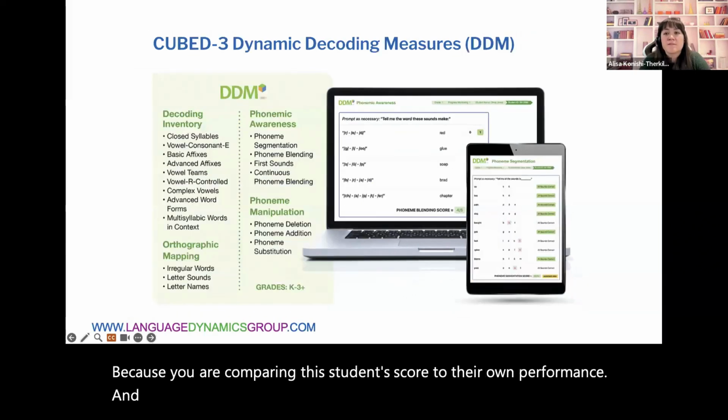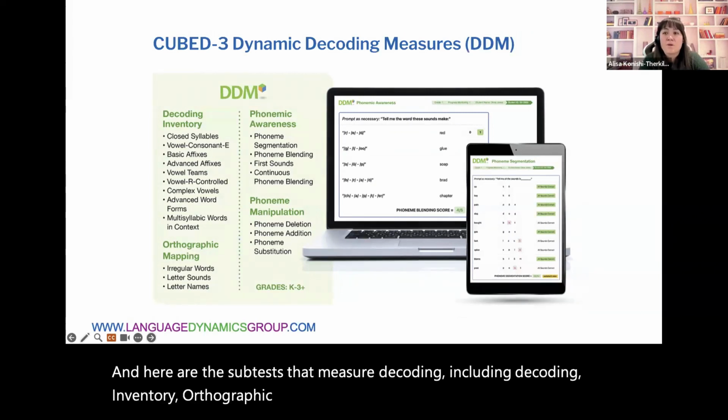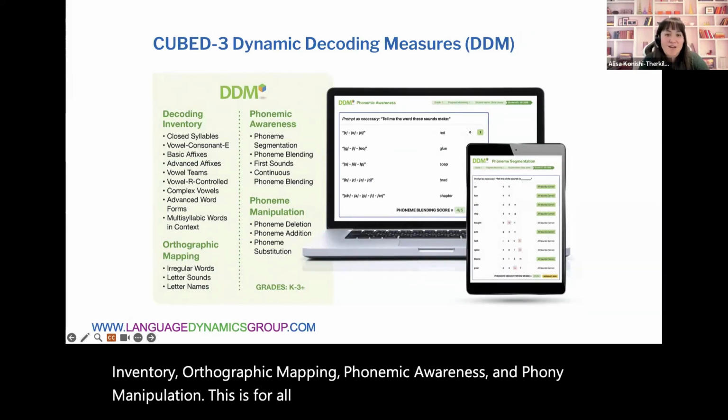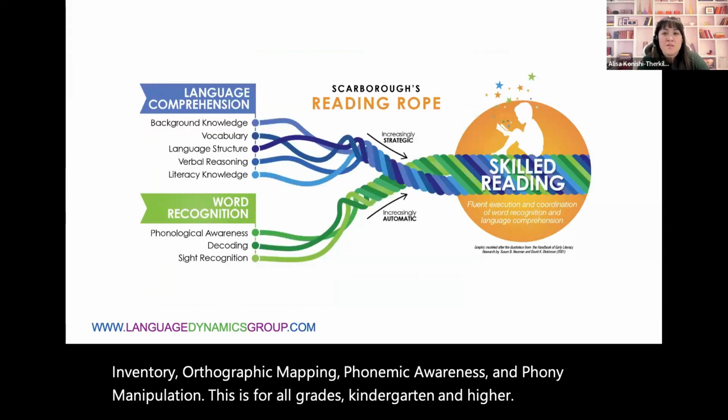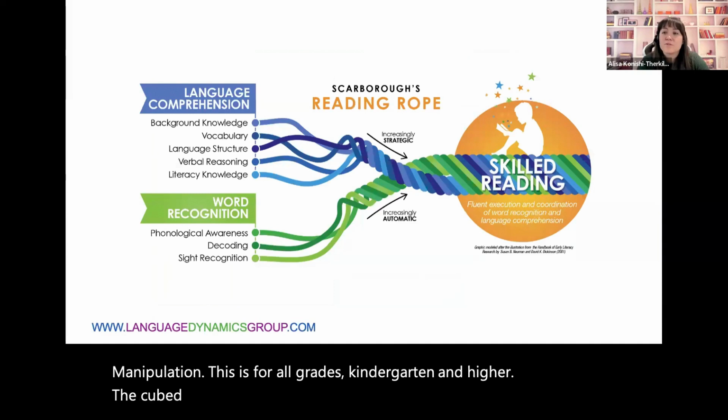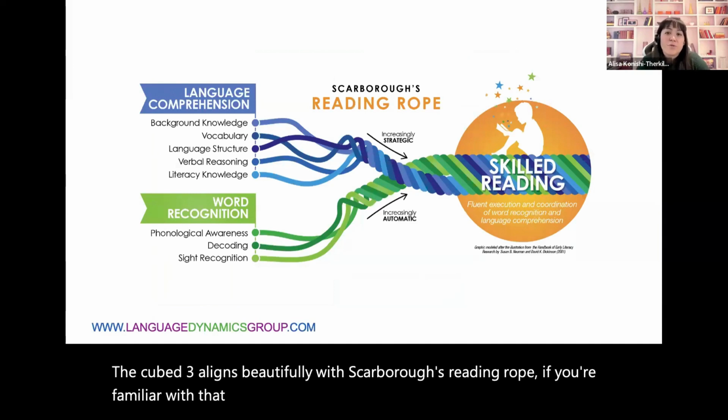And here are the subtests that measure decoding, including decoding inventory, orthographic mapping, phonemic awareness, and phoneme manipulation. This is for all grades, kindergarten and higher. The Cubed 3 aligns beautifully with Scarborough's reading rope. If you're familiar with that, it assesses both the upper language strands and the lower decoding strands.